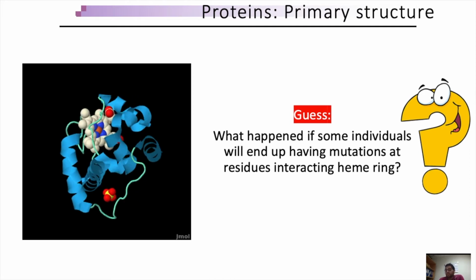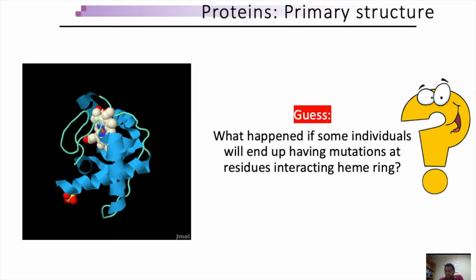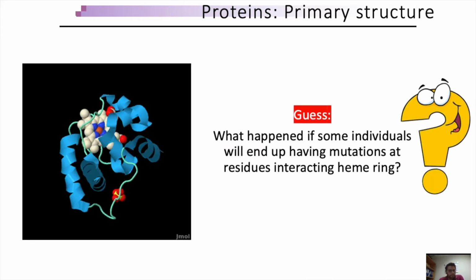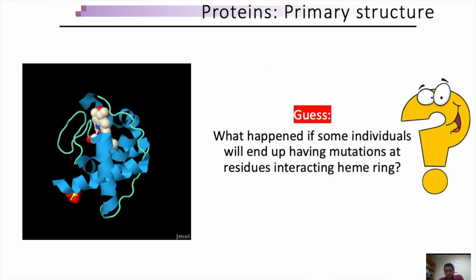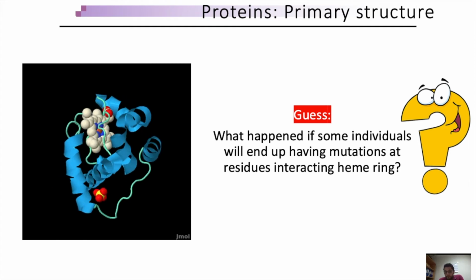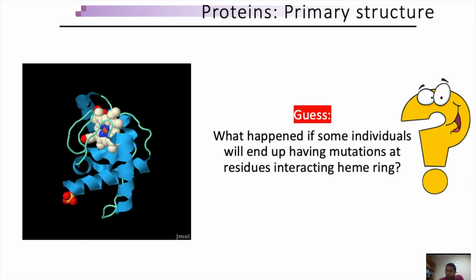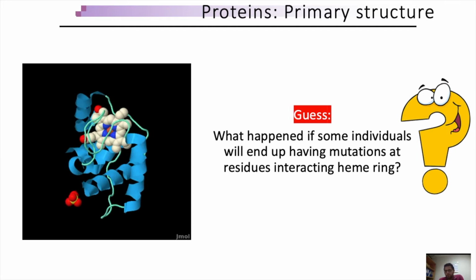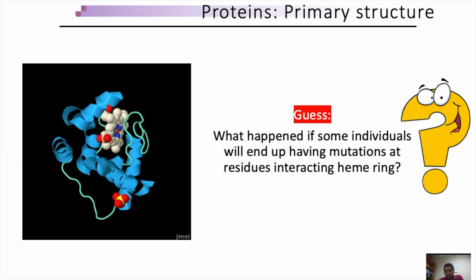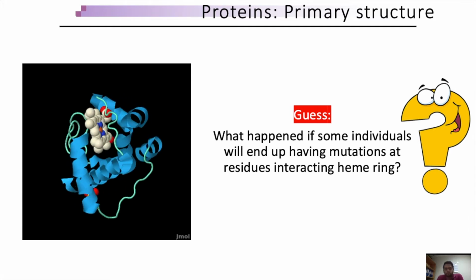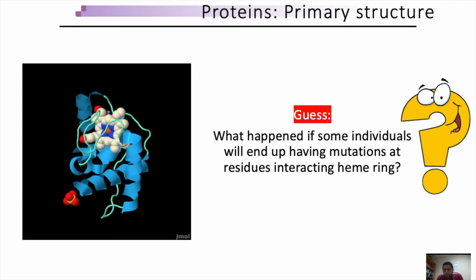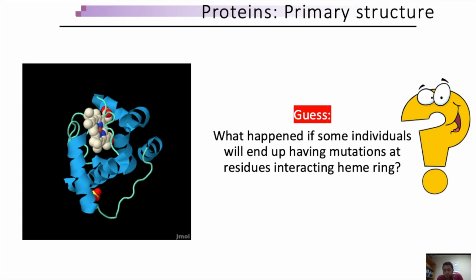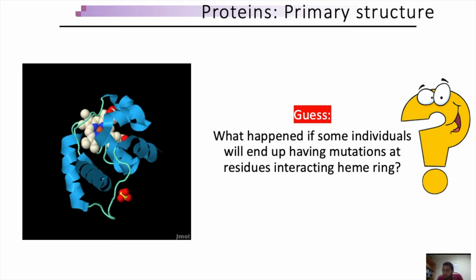Guess what will happen if an individual ends up having a mutation in these residues? Obviously, this will be a very lethal thing, and this protein might not be able to bind to this heme, and the whole function, the cellular energetics, will not be performed. So that means any change in primary structure could be lethal.